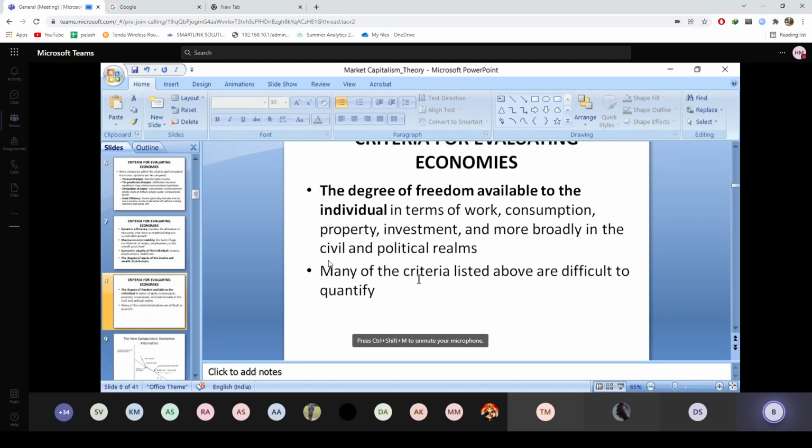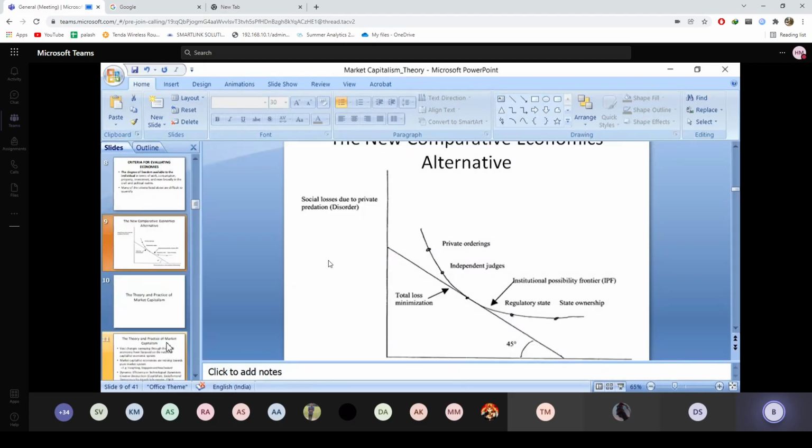Now, many of the criteria listed are difficult to quantify. Nevertheless, a summary of indexes of some of these will be presented, which we will look at as we proceed, and then see how they pan out across the countries. Now our last segment of this is the new approach to compare economies, what we call the alternative approach.